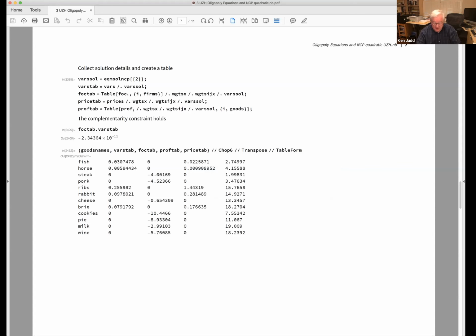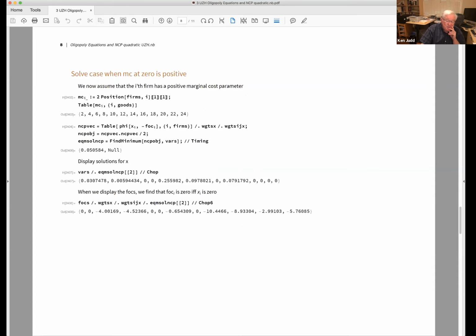Anyway, so now we're going to put in a case where the marginal cost of firm i is equal to 2i. So firm 1 has a marginal cost of 2, and firm 12 has a very high marginal cost. I do the same thing. I construct this, and then I find the minimum of this nonlinear Fischer-Burmeister sum of squared errors. And now you display what happens.